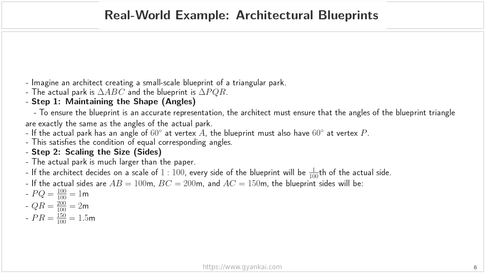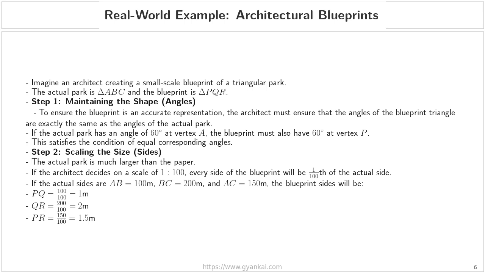Now, obviously, the actual park is much larger than a sheet of paper. To represent it, the architect uses a scale, let's say a scale of 1 to 100. This means every side on the blueprint will be 1/100th of the actual side in the park. Let's look at some numbers. If the actual sides of the park are AB equals 100 meters, BC equals 200 meters, and AC equals 150 meters, then the blueprint sides will be calculated as follows.